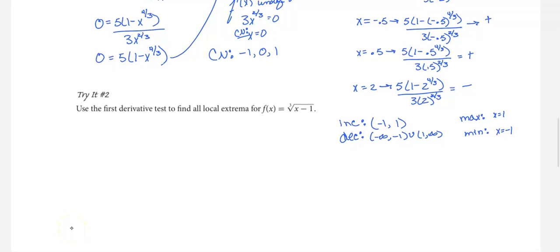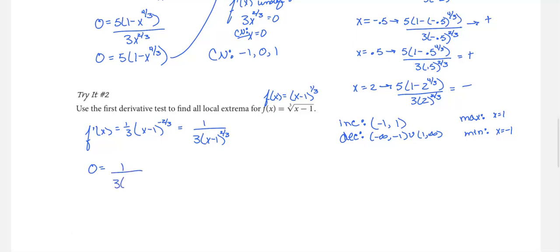So let's just do one more for fun. We're going to look at the cube root of x minus 1. So we're going to take the derivative. This function could be written as x minus 1 to the 1/3. So we're going to bring that exponent down, subtract 1 from the exponent, and I'm going to rewrite that as 1 over 3 times x minus 1 to the 2/3. To find critical numbers, we're going to set that equal to 0.